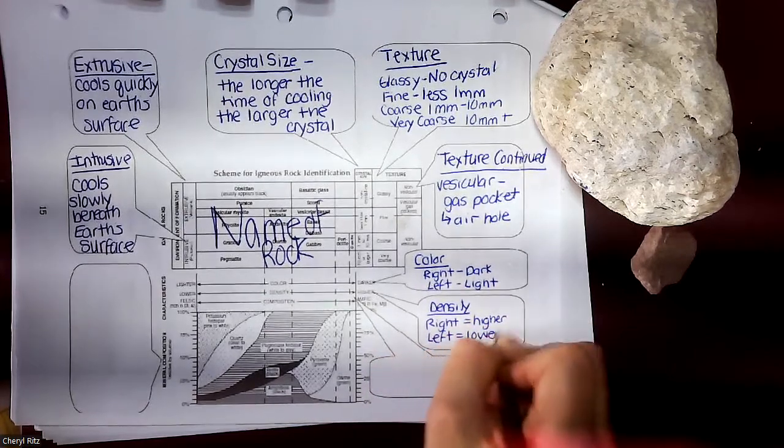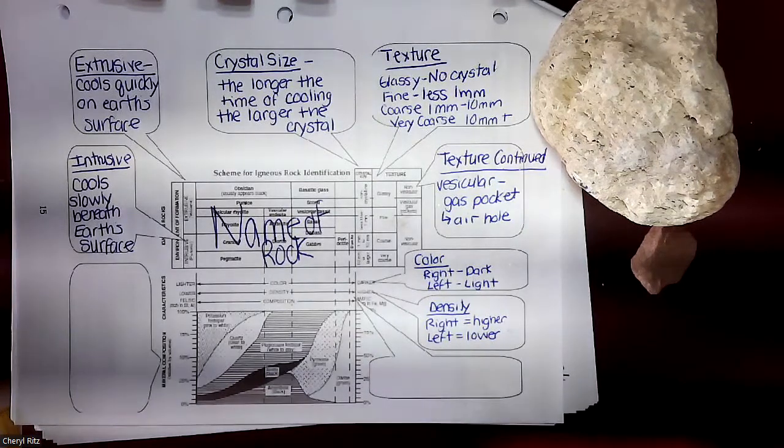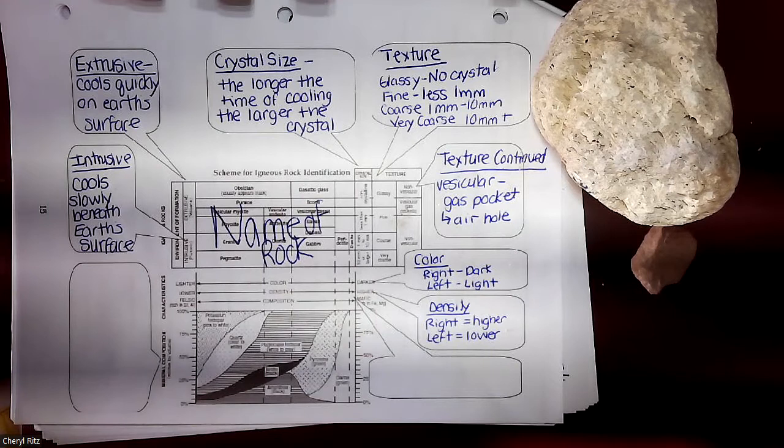So again, nothing you have to memorize. You just look at the chart. If you're over to the right of the word color or the right of the word density, you have a darker color or a higher density. What about these ones in the middle? I'll just tell you, in 10th grade science, they don't ask about them.